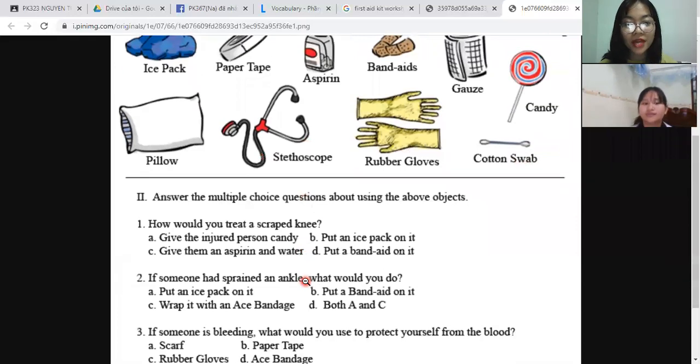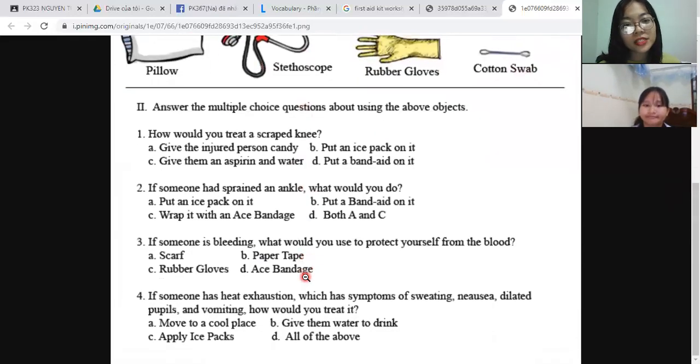Okay, so now we have some questions. We have four questions here. The first one: how would you treat a scraped knee? What is a scraped knee? When you fall over, actually it is the same example. When you fall over from the bicycle or the motorbike, maybe your knee. Do you know knee? What is the knee in your body? Where is the knee in your body?